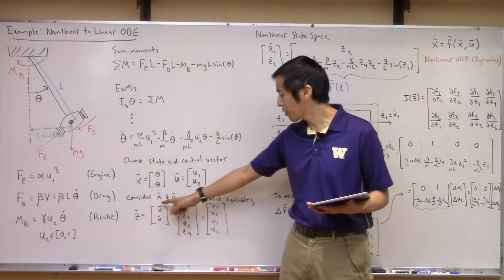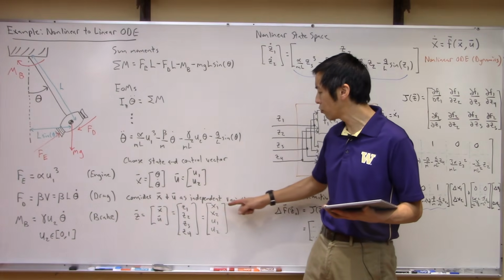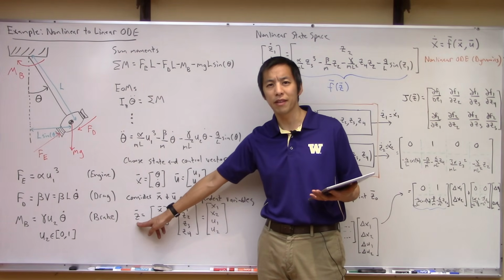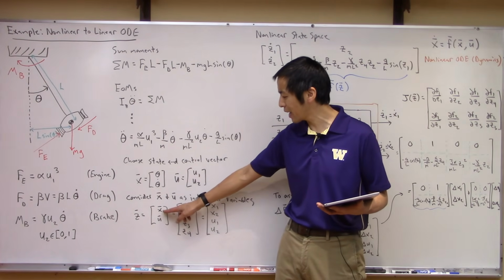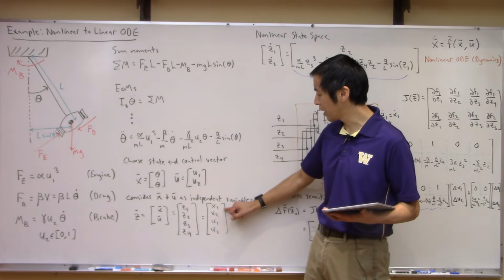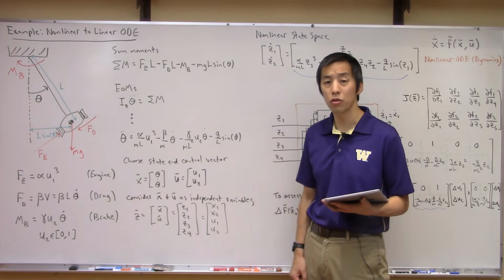So what I mean by that is, let's just go ahead and consider those two as independent variables. I'm going to create an independent variable vector. Let's call it Z, and I'm just going to stack X on top of U. So Z is 4 elements long, and it's just X1, X2, U1, U2, okay?